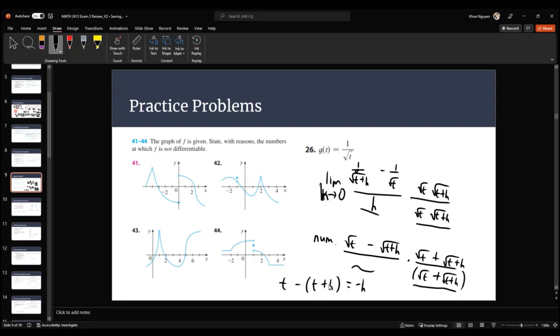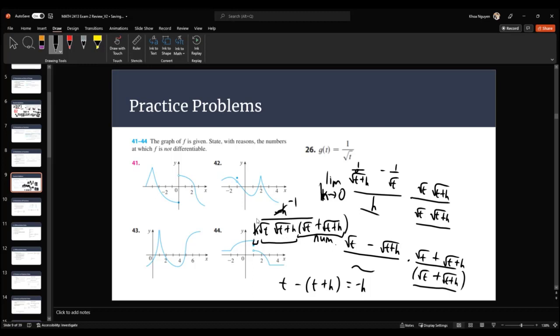So overall, we end up with negative h over h times the square root of t times the square root of t plus h times the square root of t plus the square root of t plus h. So it might look a bit overwhelming, but essentially you've just got a conjugate right here, two different square roots here, and you've got an h. Then if you notice, you can cancel out the h's, and you get -1 up top.